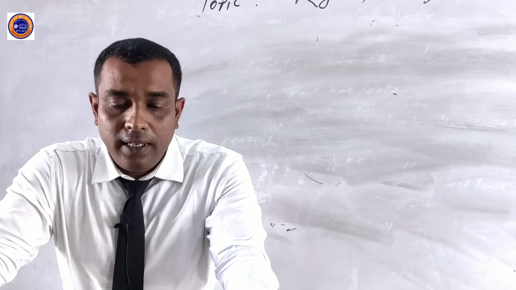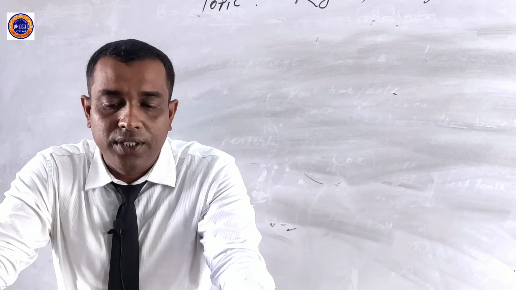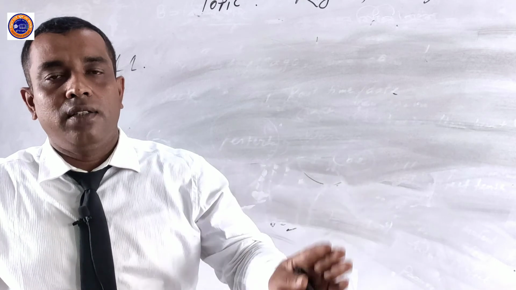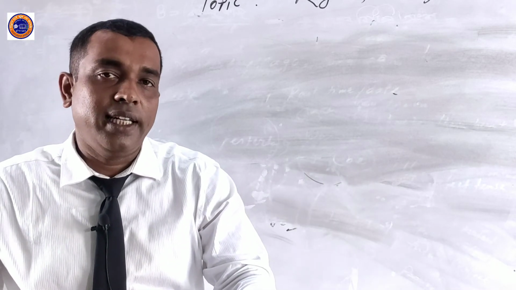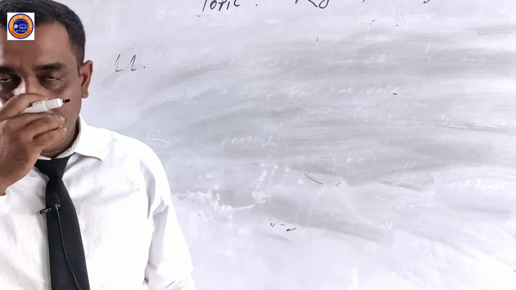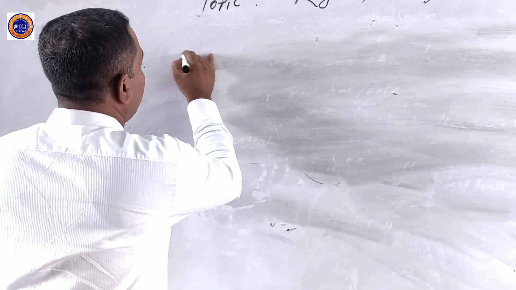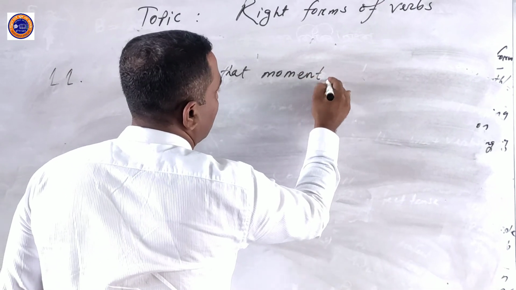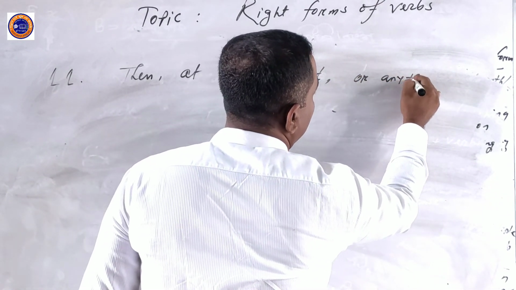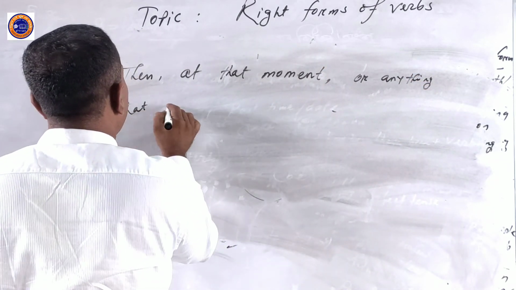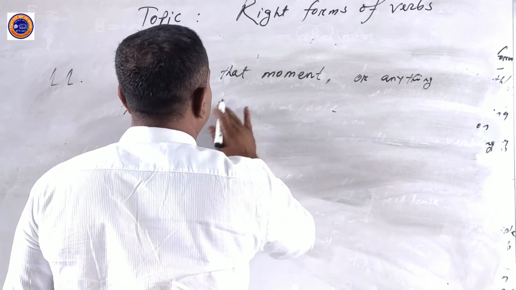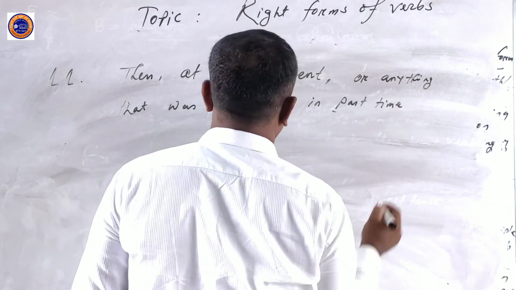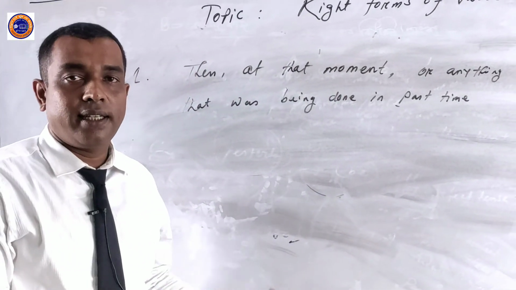Rule number 11. If any sentence indicates that something was going to happen or something was being done in the past time, then at that moment, then you must understand that the sentence will be past continuous.